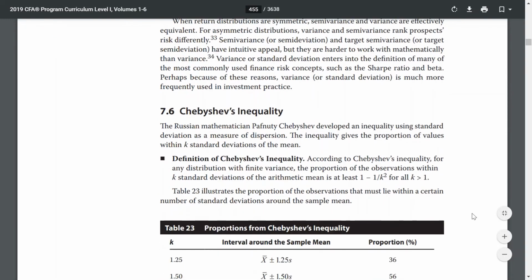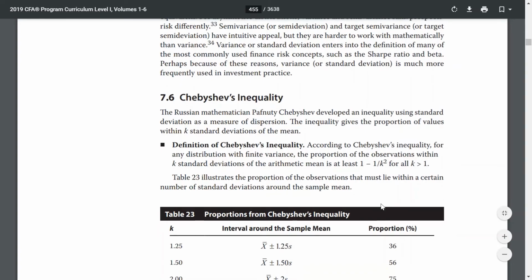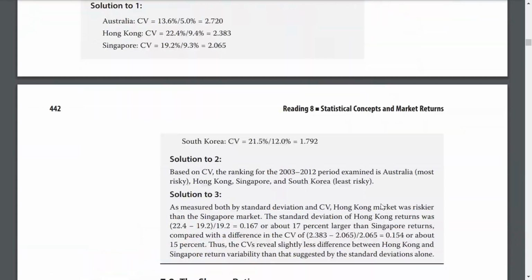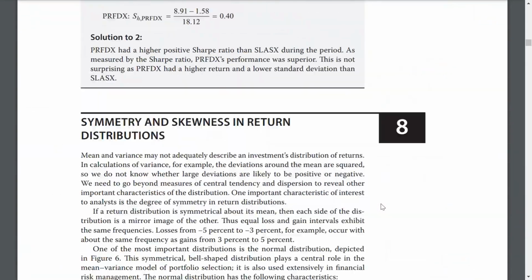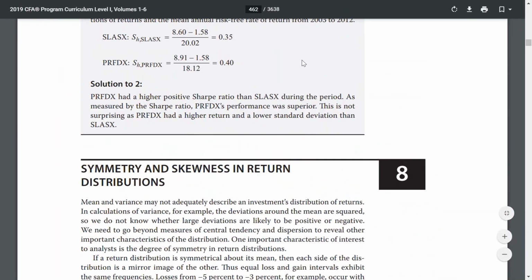Chebyshev's inequality. I hope I'm reading this right. I have never seen this word before. I'm literally also reading this for the first time with you guys. You see how many more pages are left? Seven pages.